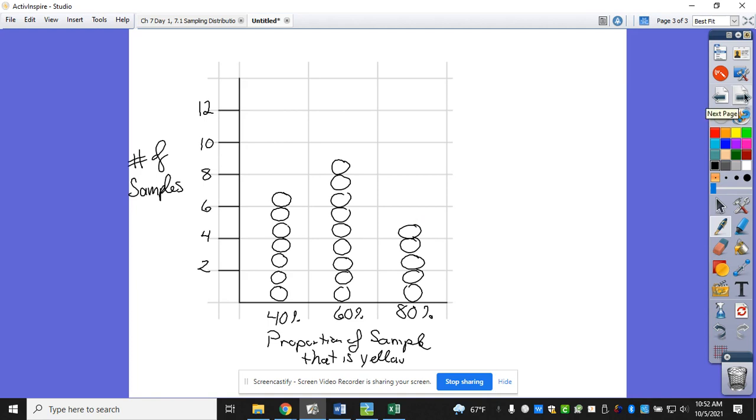All right, so now I want to write a title back on this. So this is the estimation of the sampling distribution of p hat.